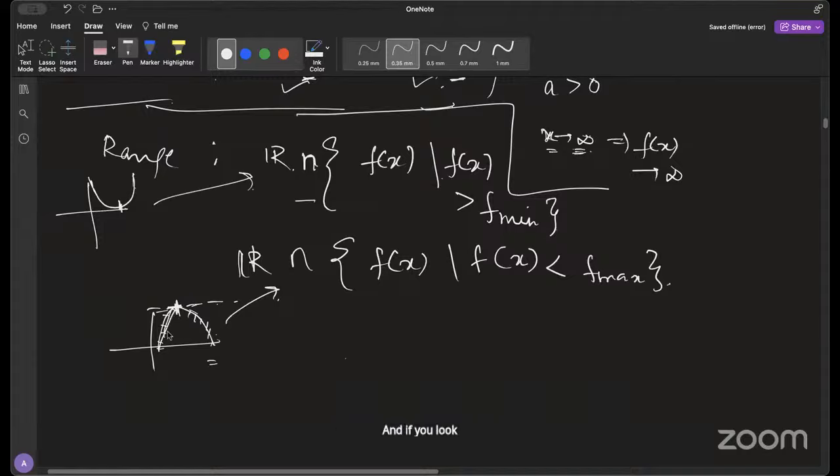And if you look at the downward one, it just has a maximum value. It doesn't have a minimum value. It keeps decreasing, and this one keeps increasing. That's why we've taken f(x) greater than or equal to f minimum. F minimum is this.